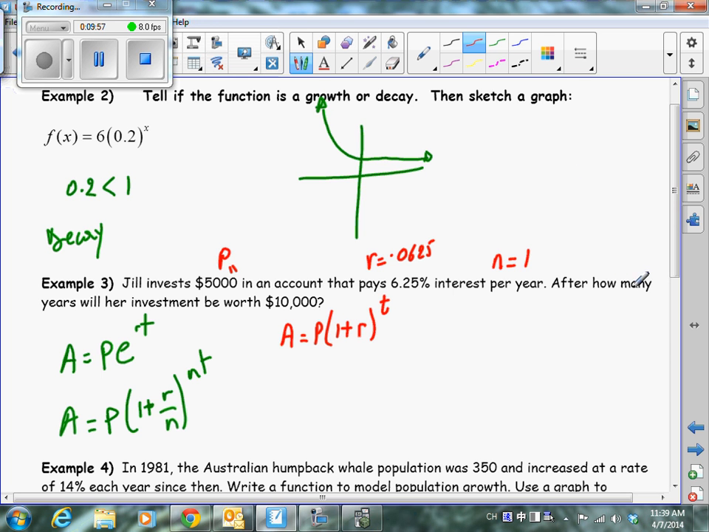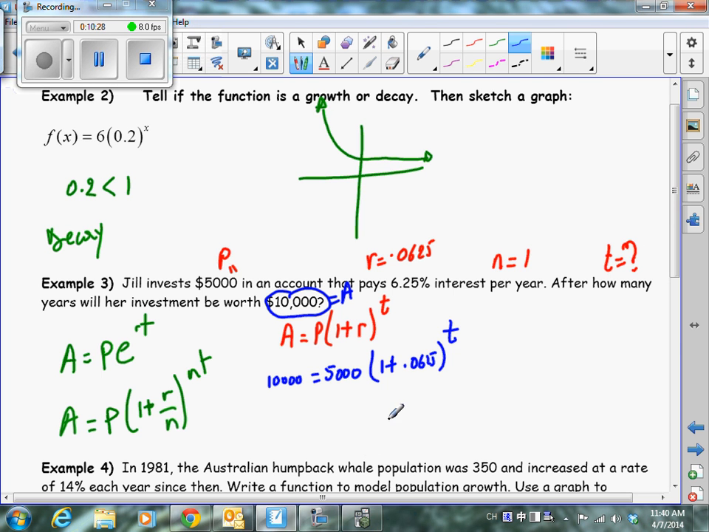After how many years? That means I'm looking for a time. With the investment worth 10,000. 10,000 represents my what? That's my A. So let's go ahead and plug in the values that we know. I will say 10,000 is equal to 5,000 times (1 plus 0.0625) to the power of t.